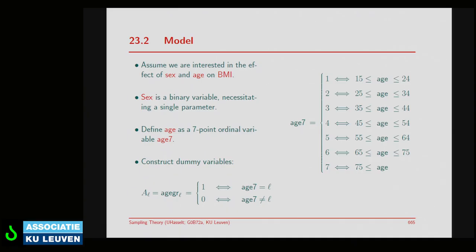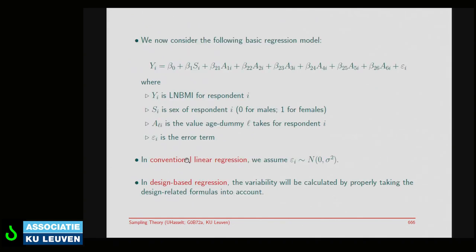So the age has categories 1, 2, 3, 4, 5, 6, 7, depending on which decade you fall into, from 15 to 24, etc. Until then, penultimately we have from 65 to 75, and then more than 75. We construct dummies for each of the age categories so that we can use these dummies if needed.